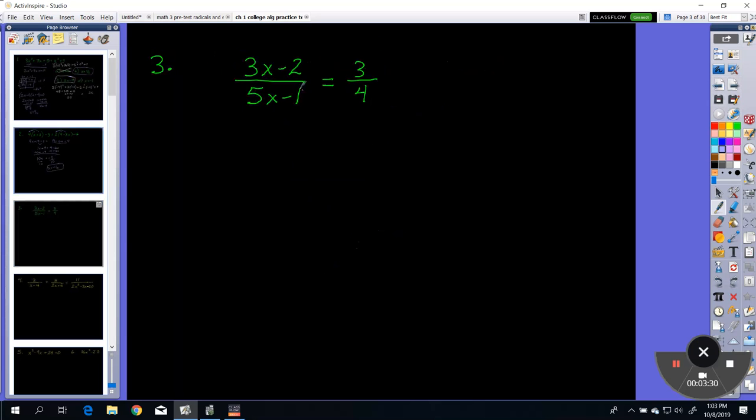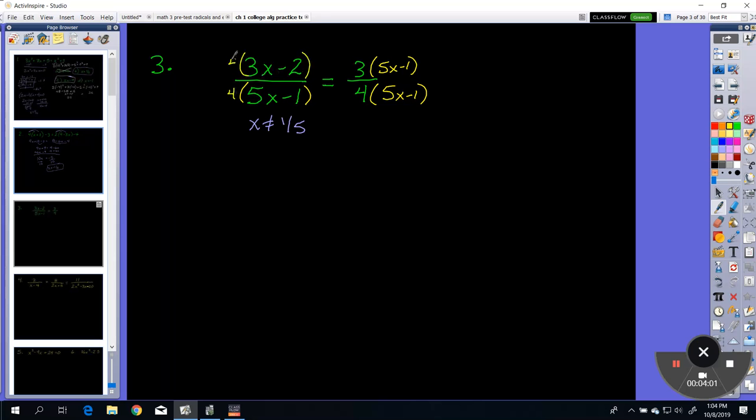And number 3, the first thing you should realize is that x cannot equal 1/5. If it did, it would make this denominator equal 0. And so that's our restriction. We know that x cannot equal 1/5, or else it causes problems. So if we get 1/5, we know there's no solution. So I'm going to multiply this side by 5x minus 1, and multiply this side on the top by 5x minus 1, and multiply this side by 4.